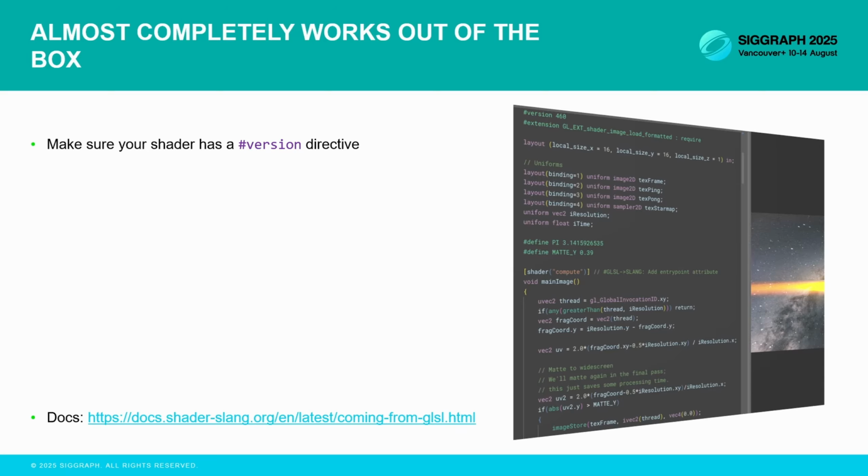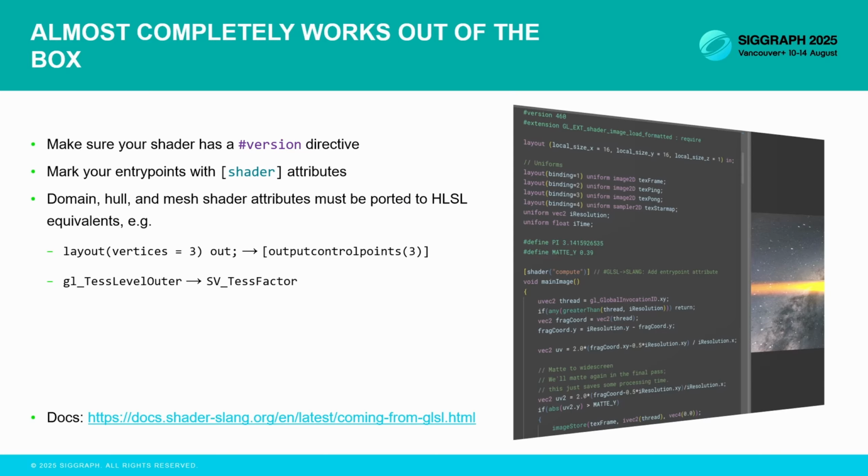First off, make sure your shader uses the GLSL #version directive somewhere. This tells Slang to load in its GLSL compatibility module. Then you need to mark your entry points with shader attributes to tell Slang which functions are entry points for which shader types. Most attributes are handled automatically, but if you're porting a domain, hull, or mesh shader, which is less common, you have to translate those specific GLSL attributes to HLSL equivalents. It's usually straightforward. And then you're done. That's all you have to do.